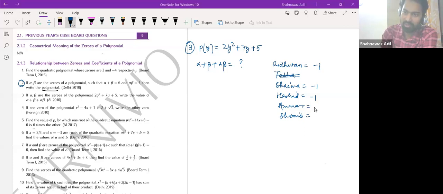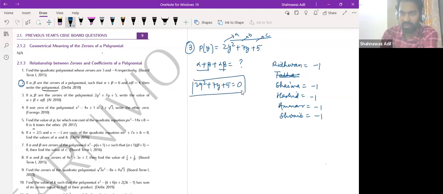Shoaib and Aman both have got minus one. Okay, good. What we needed to find out was the sum of the zeros and the product of the zeros, using A, B, and C, and then just put these values in there, right? So, did any of you guys solve this equation? So you guys didn't solve this equation, right?